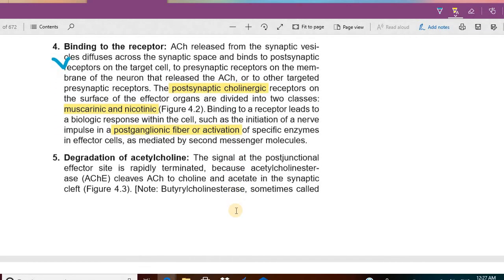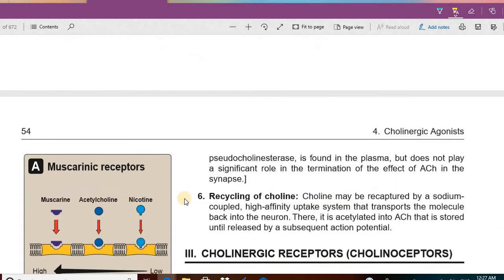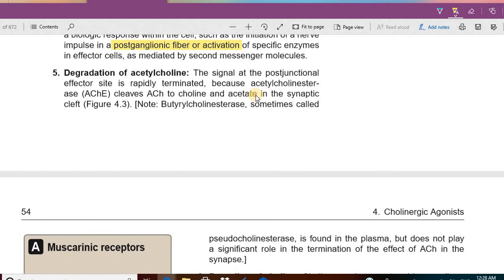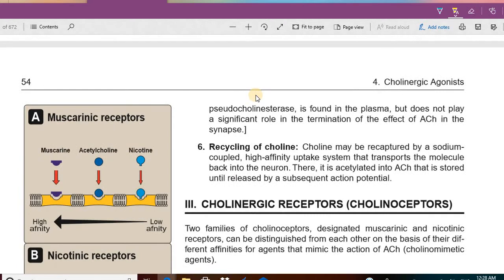And number 5 point is degradation of acetylcholine. The signal at the post-junctional effector site is rapidly terminated because acetylcholinesterase cleaves acetylcholine to choline and acetate in the synaptic cleft. Butyrylcholinesterase, sometimes called pseudocholinesterase, is found in the plasma but does not play a significant role in the termination effect of the effector acetylcholine synapse. So this is the degradation of acetylcholine, which is done by the cholinesterase.